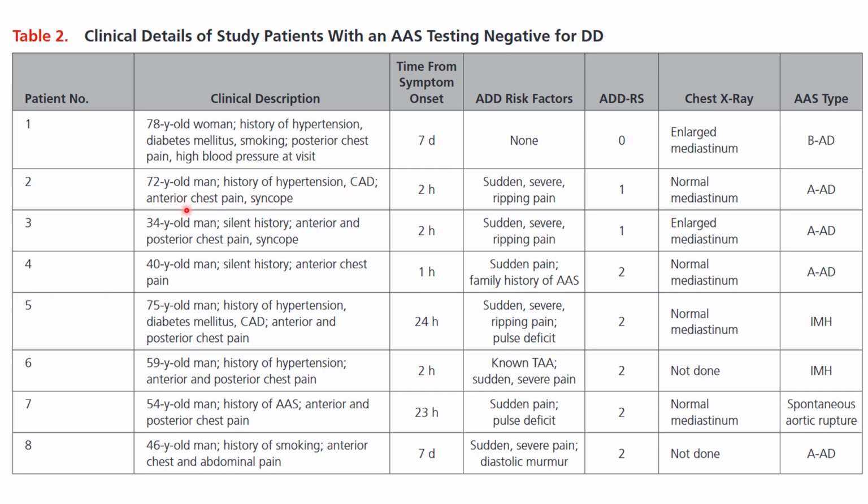And the other one had anterior chest pain and syncope, right? So these were not silent patients. These were patients who had pain, but there was no ADRS score. This patient had sudden severe ripping pain, and these are the ones that worry me. These are the ones that we wanted to pick up. With sudden severe ripping pain, these are the ones that would usually go to the CT scan, but the D-dimer was negative here.